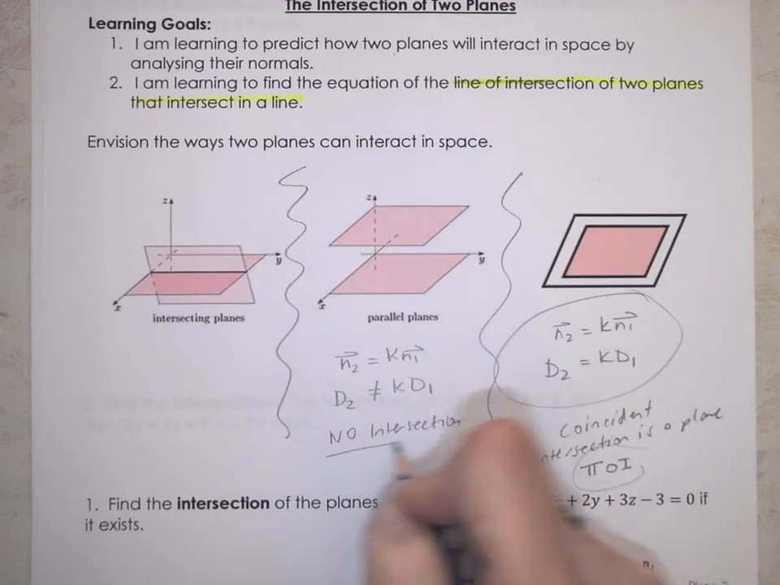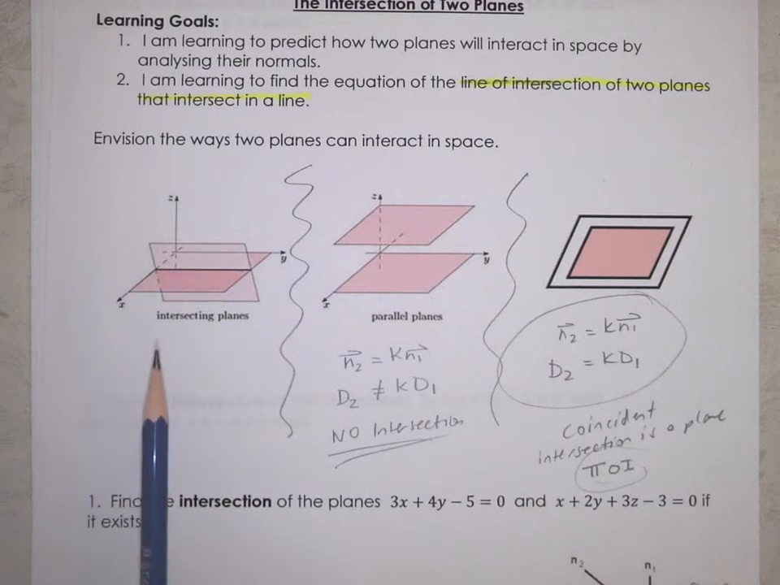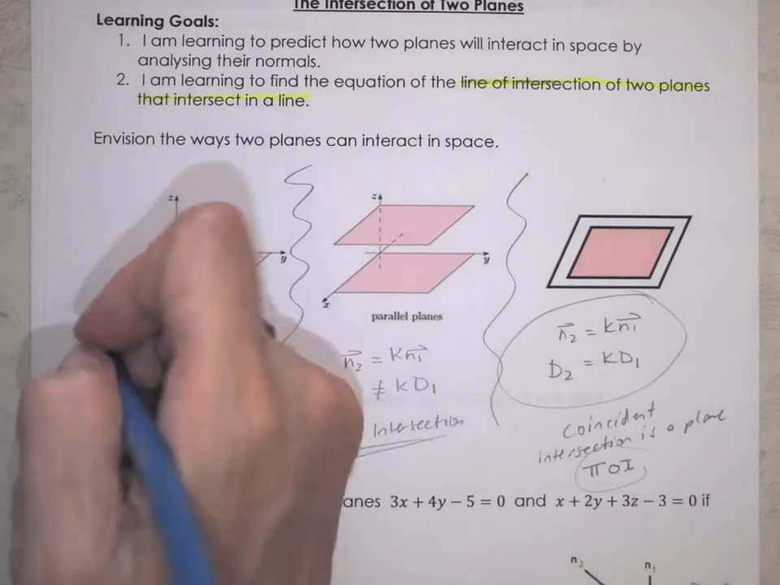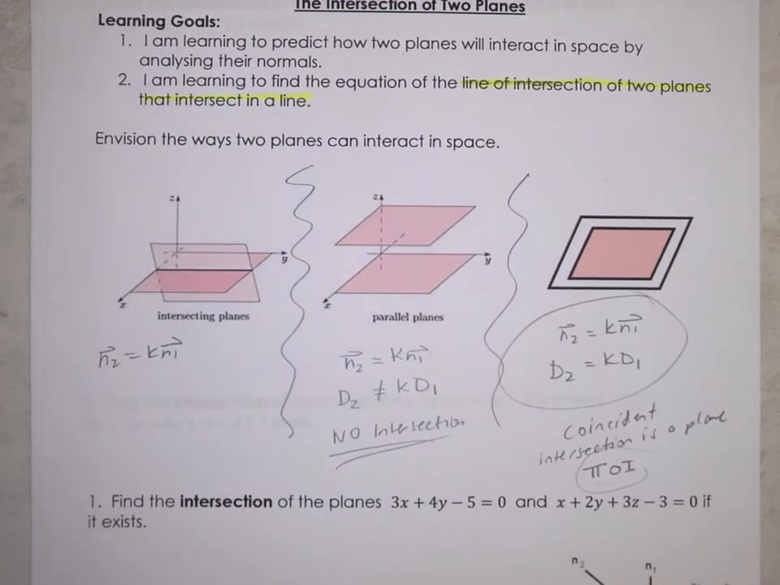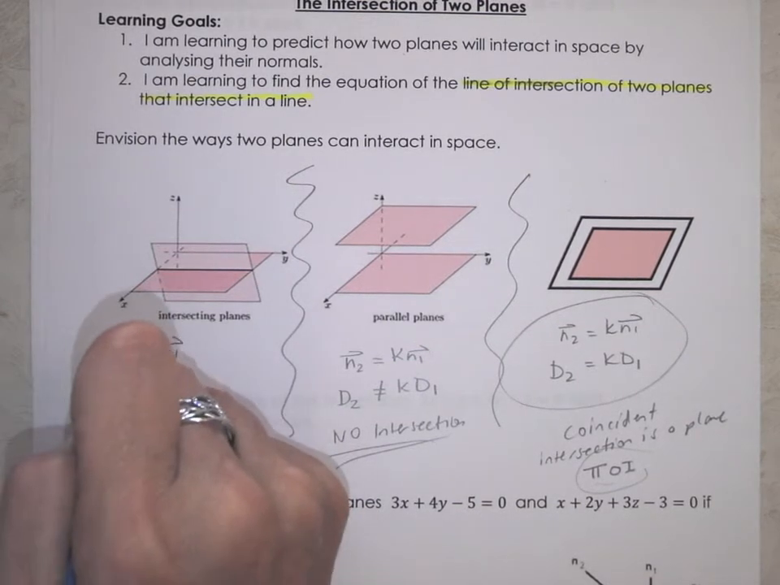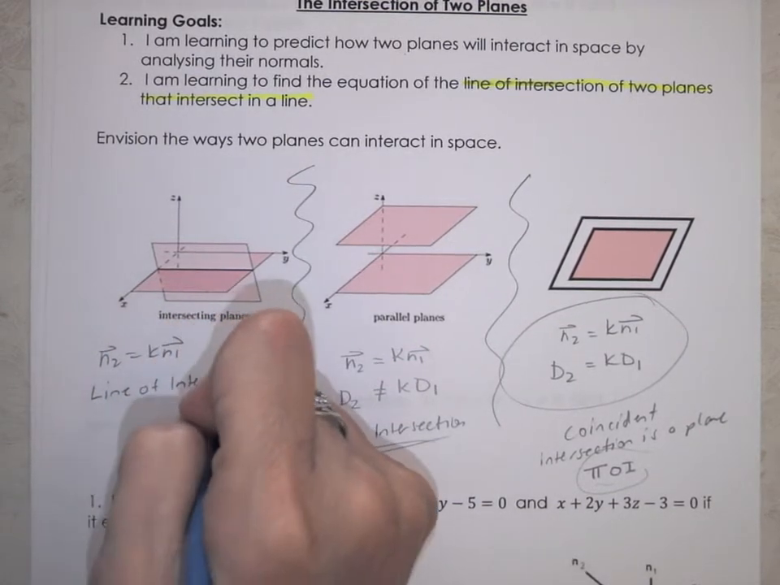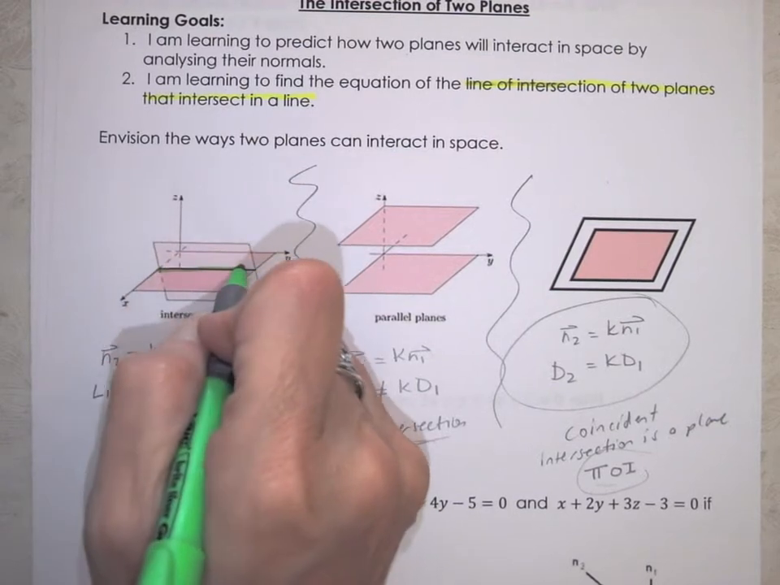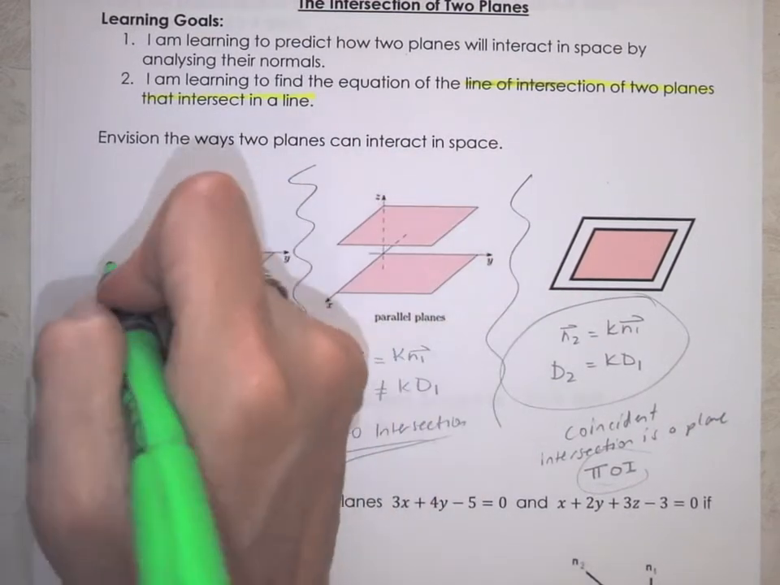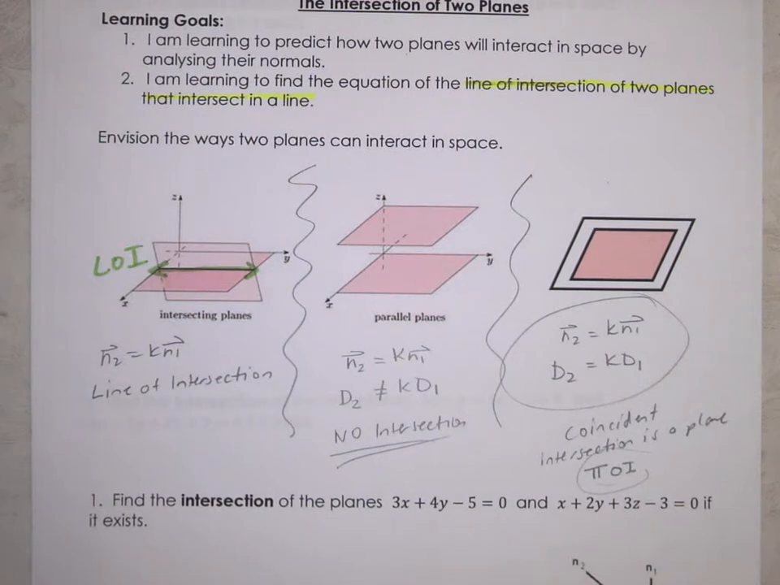And then we have the one, this is what we're going to spend most of our time learning about today, is when the two normals are not scalar multiples of each other. So if that's true, then you automatically have a line of intersection. And we're going to learn how to find the equation of that line of intersection. But you can see here's the lighter pink plane and the darker pink plane, and they're not parallel. And then here is our line of intersection, LOI, line of intersection.